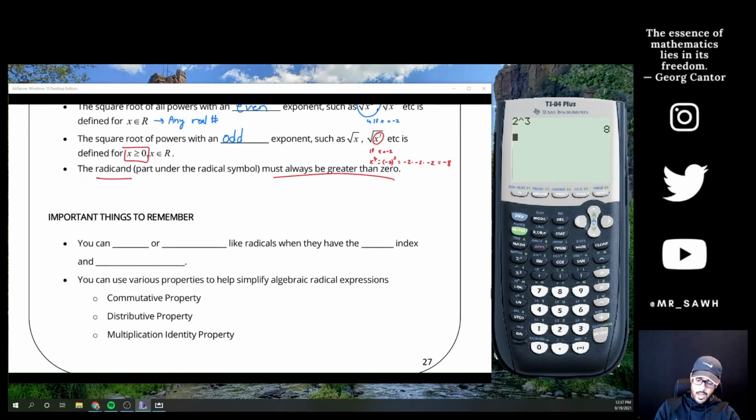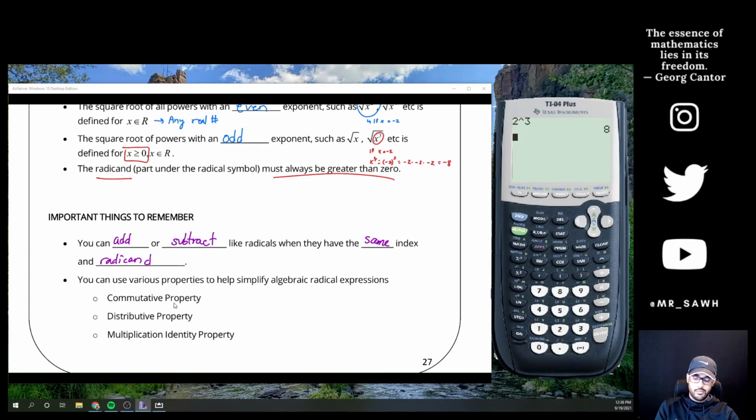Now, just keep in mind that over the last few videos together, we said that you can add or subtract like radicals when they have the same index and radicand. So we can still combine and simplify some things as long as we state what the variables can or can't be. There could be a restriction. And we can use various properties to help simplify this. So these 3 properties are going to help.